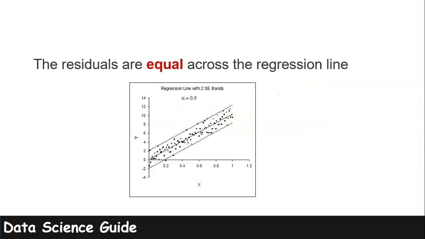Homoscedasticity. Homoscedasticity means the residuals are equal across the regression line. So if we draw our slope line over the data points, we can also draw 2 parallel lines, one above the slope line of the regression and the other one below. And all of these 3 lines should be parallel. In other words, if we draw any vertical line from the slope line up or down at any point, these vertical lines should be equal.